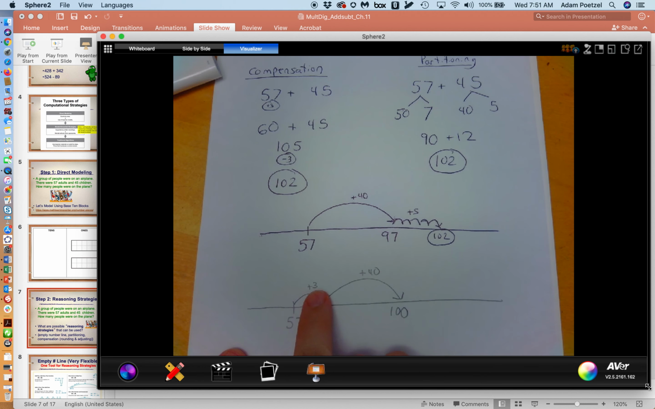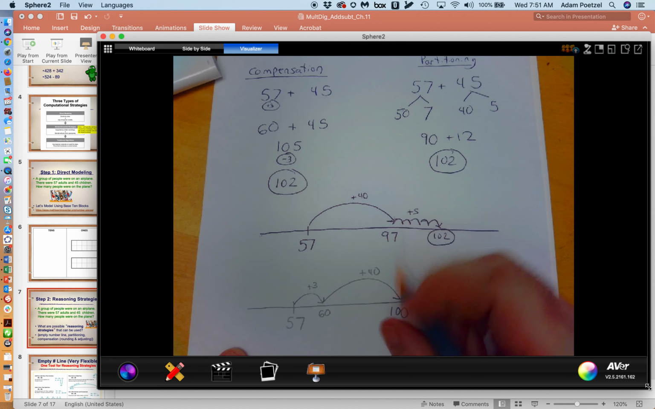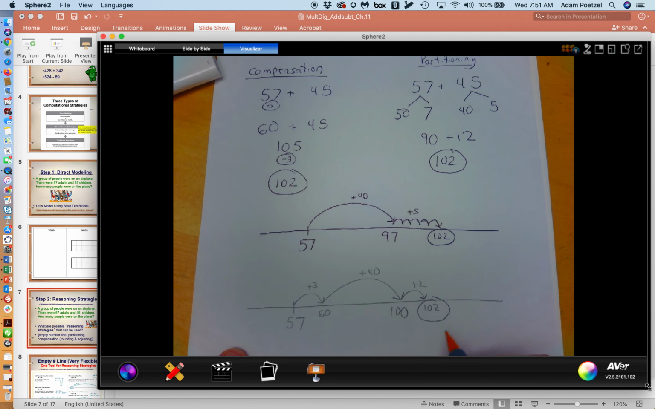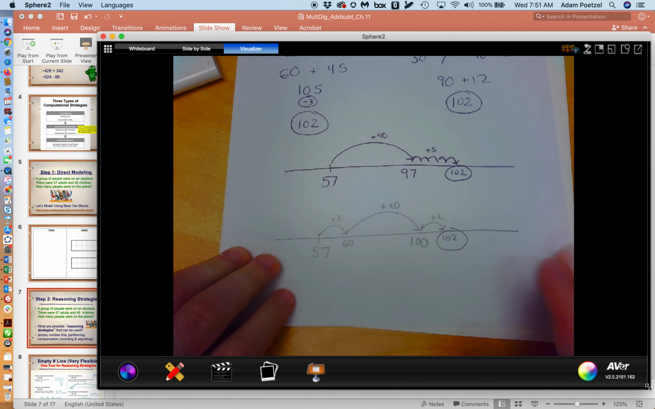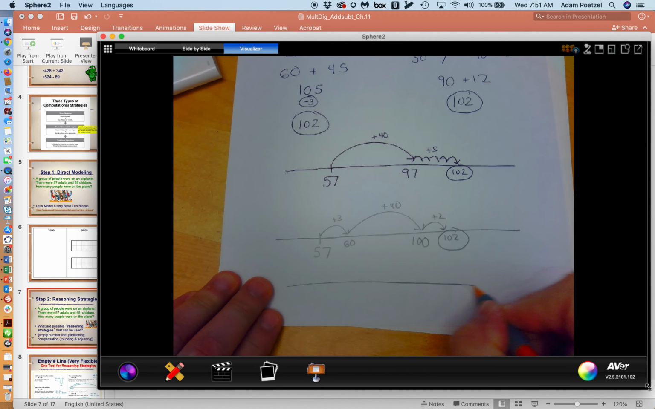And so far, I can see I've jumped 43. So I have 2 more to jump. So I'm going to jump 2 more, and that would get me to 102. I'm going to circle it, make sure I know my answer, and that would be 102. So again, these are just 2 of many examples for thinking about the empty number line. But compensation works as well. It's a really nice way to visualize it.